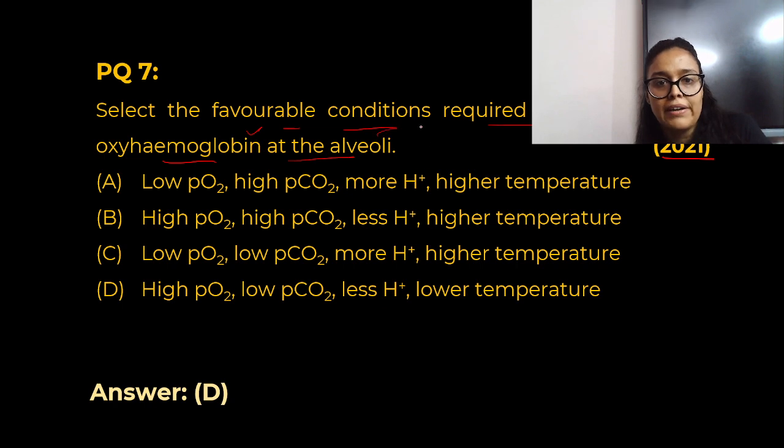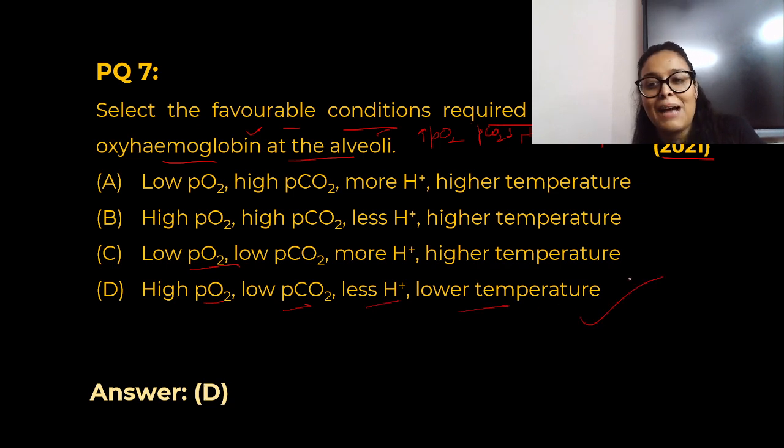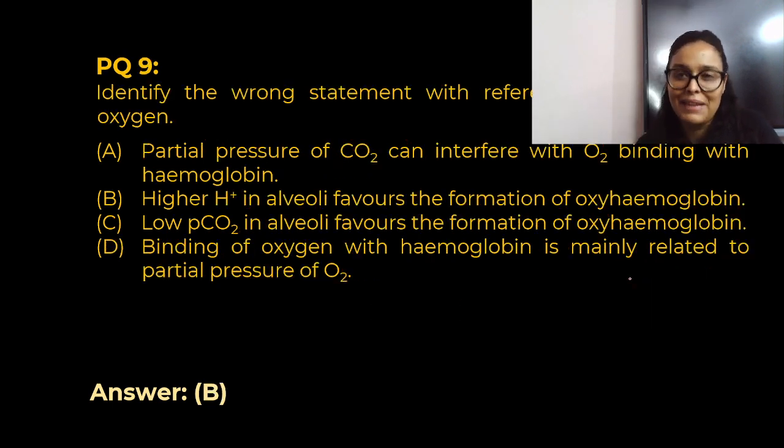So for oxyhemoglobin in the lungs, we know that in the lungs the partial pressure of oxygen is high, partial pressure of CO2 is less, hydrogen ion is less, and temperature is also less. So you tell me what will be the perfect answer here. Low, no. High partial pressure of oxygen, yes. Partial pressure of CO2 is low, less hydrogen ion, low temperature, absolutely true. So the fourth is making sense, no?